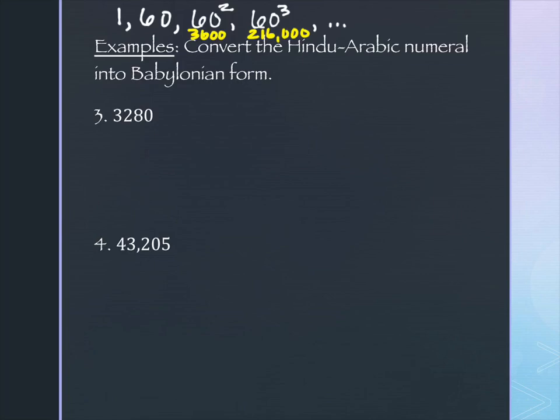So I want to divide it by something smaller, but the biggest thing that's smaller. Like I don't want to divide it by 60 or by 1 maybe, right? I want to make sure that I'm dividing by whatever's the biggest thing smaller. So I don't want to divide it by 216,000. That's too big. I don't want to divide it by 3,600. That's also bigger than 3,280. So the next place value down would be 60. So this one will be divided by 60.